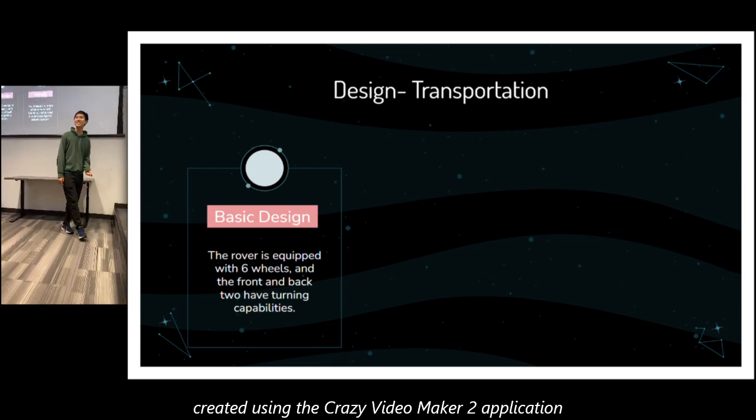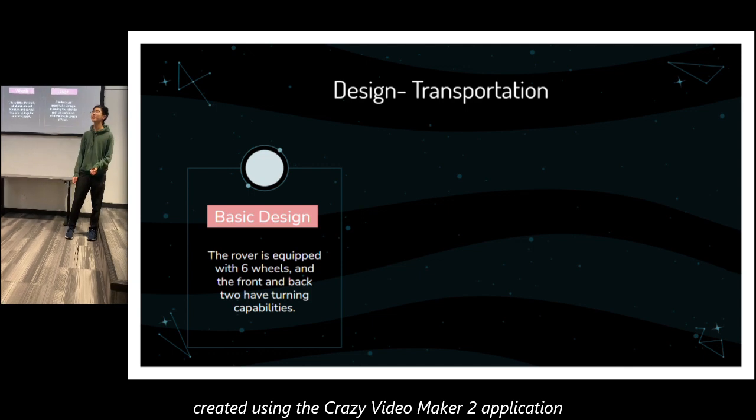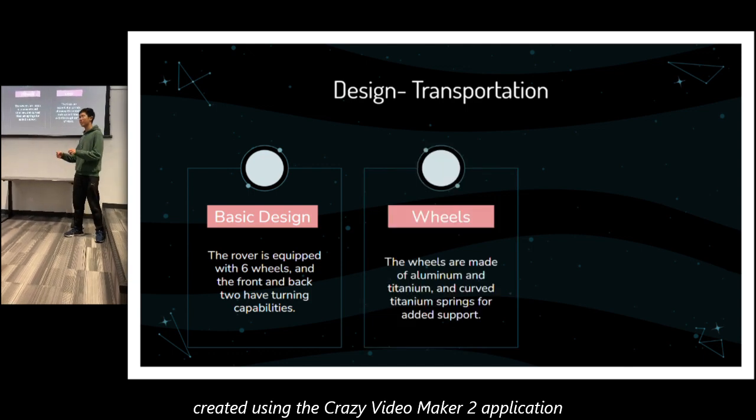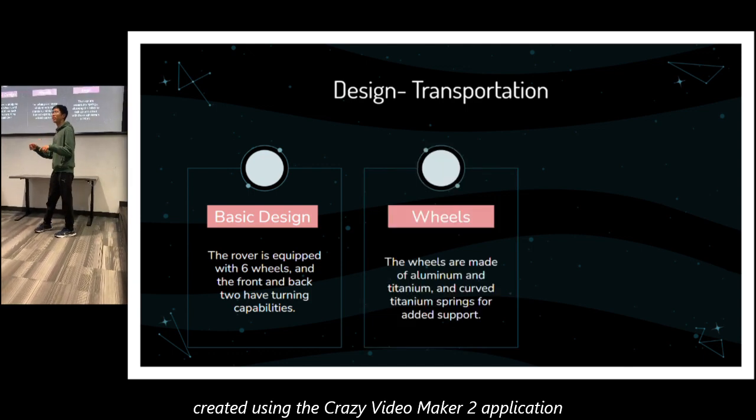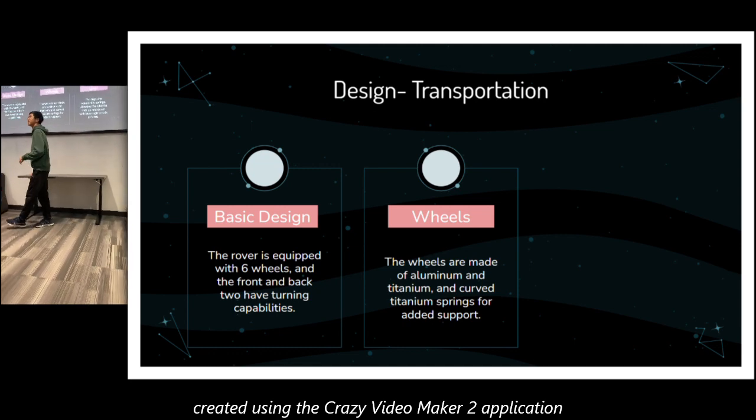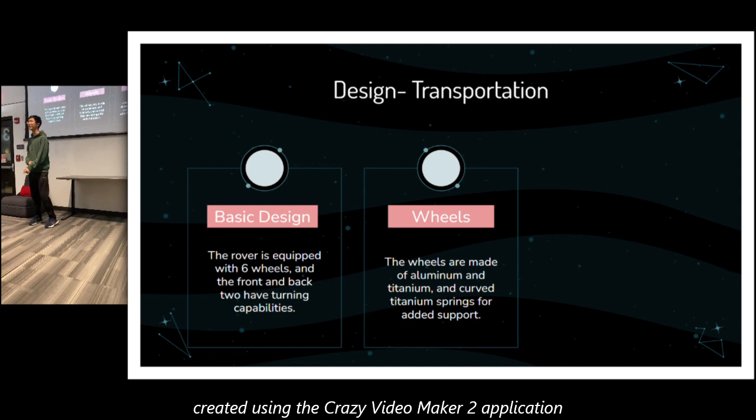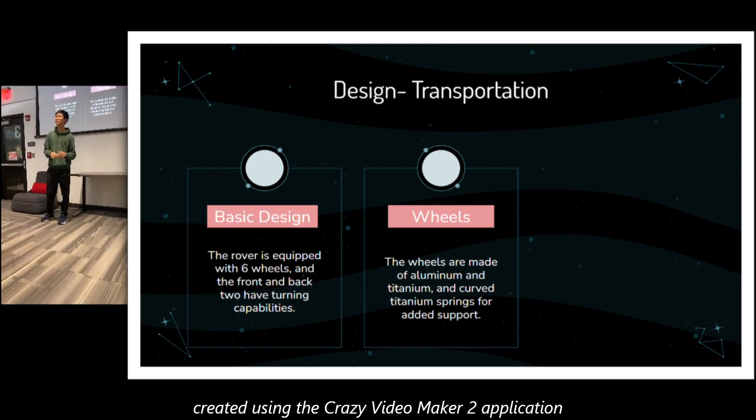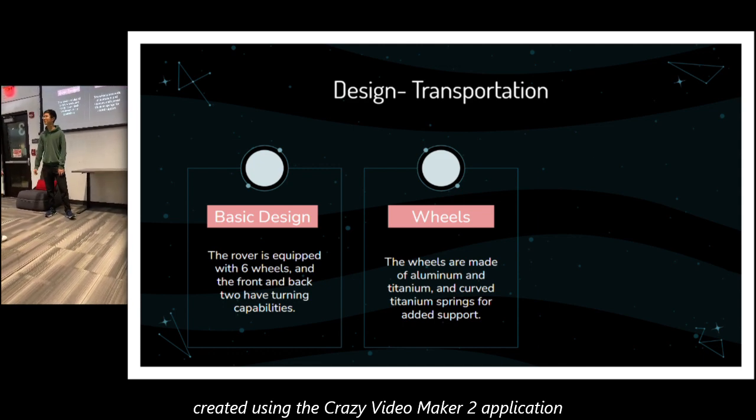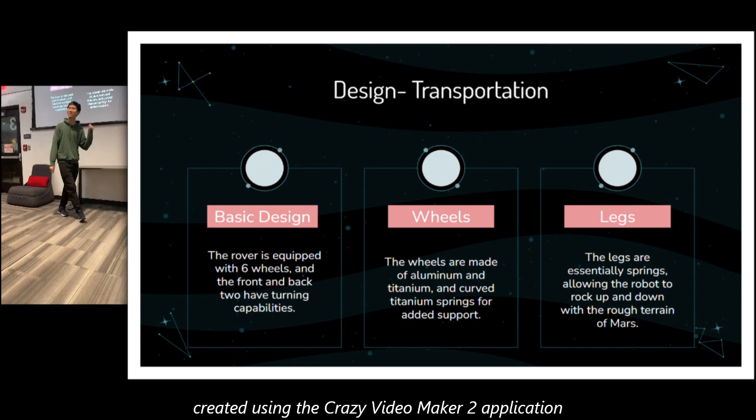So it uses a design of 6 aluminum wheels, with the front 2 and the back 2 having turning capabilities, and then they're made of aluminum and titanium, so that they're bendable but still very resistant. However, they do have one crippling weakness that I'll get to in the next slide.